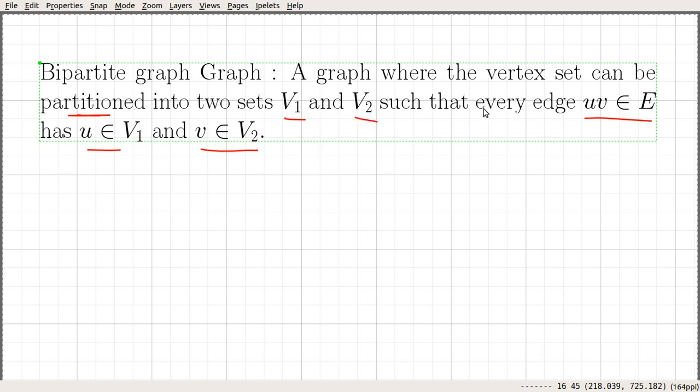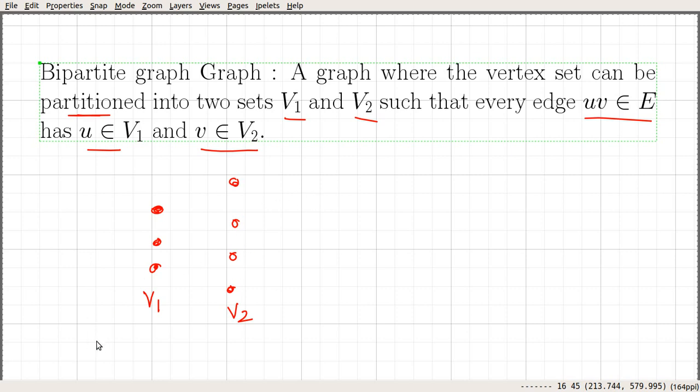Okay, and we introduce edges between vertices in V1 and V2. No other edges. Okay, so let's consider an example. Suppose that this is my V1 and this is my V2.